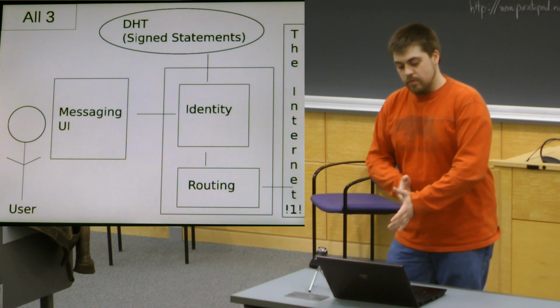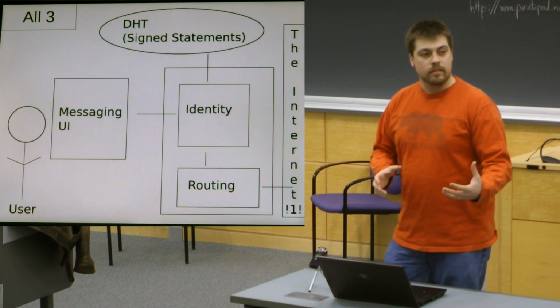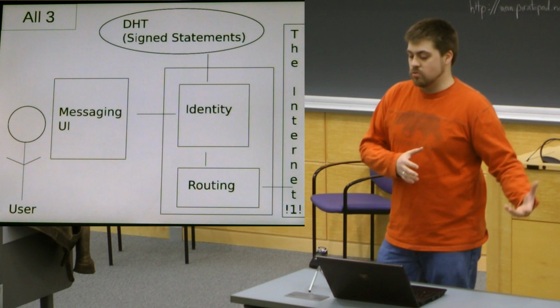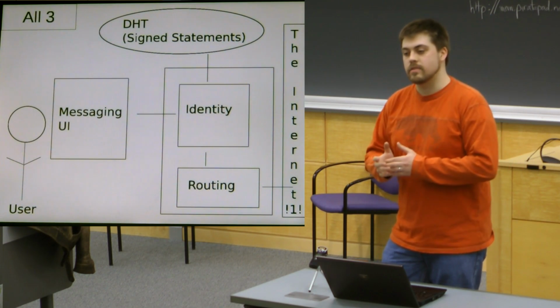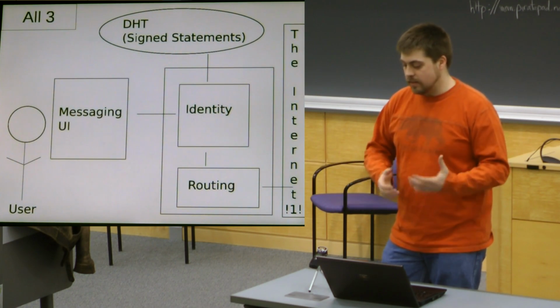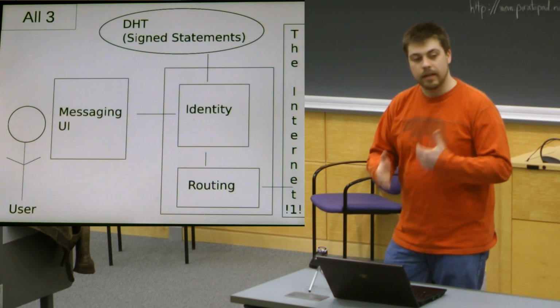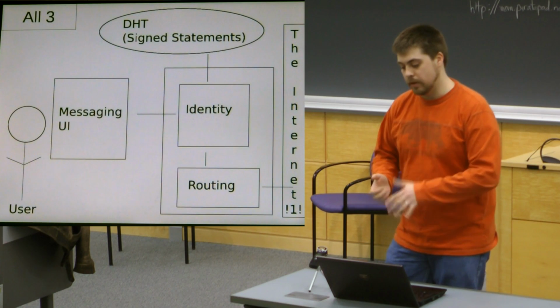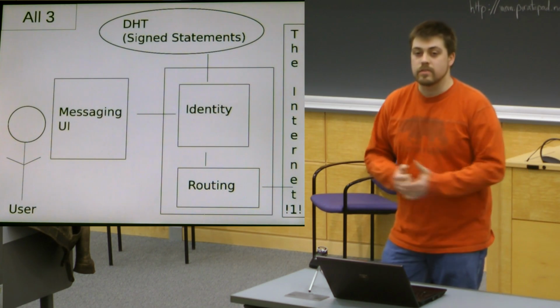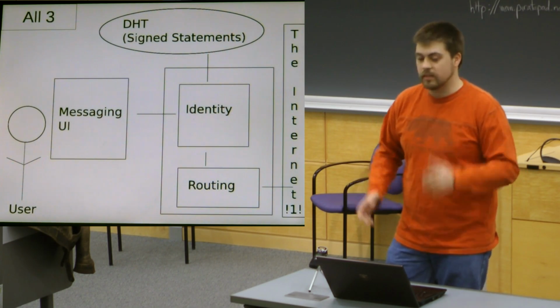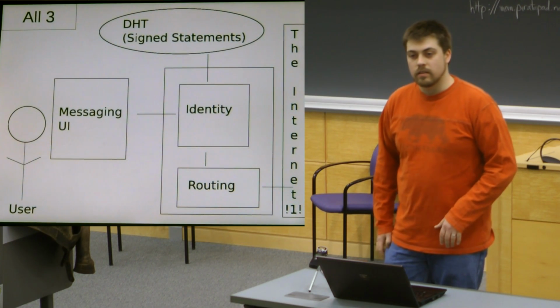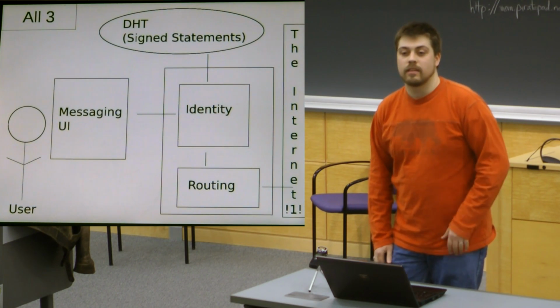Toward the right of the screen, you see the identity system, which communicates with the messaging UI, as well as gets its identity information from that big DHT circle at the top, and also communicates with the routing layer beneath it. The routing layer is actually the only part of this that communicates directly to the internet. What is DHT? Distributed hash table.